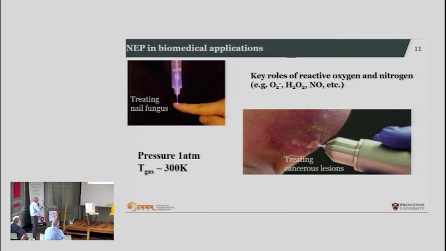Now, unlike the plasmas used to etch semiconductors, which are low pressure, I didn't mention that, but they're typically on the order of tens of millitorr, these plasmas are operated at atmosphere with a gas temperature near room temperature. Otherwise, of course, you would be burning the tissue, and you can avoid that.